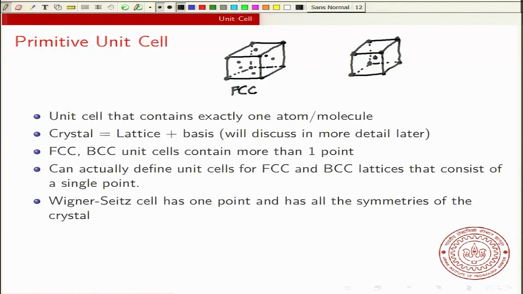Now the BCC, as you are aware, contains 2 points, and the FCC contains 4 points. I am deliberately calling these points as opposed to atoms or molecules, and this distinction will become clear as we go along.